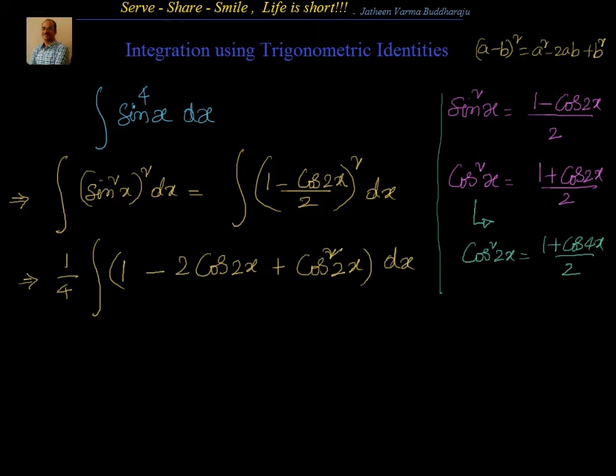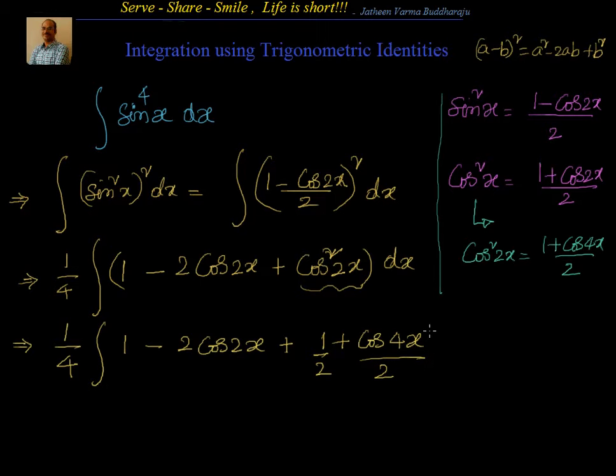So now if we try to simplify, what will be our problem? It will be 1 by 4 integral of 1 minus 2 cos 2x plus, we know what to write for cos square 2x, nothing but (1 plus cos 4x) by 2. So can I say 1 by 2 plus cos 4x by 2? This everything needs to be integrated.